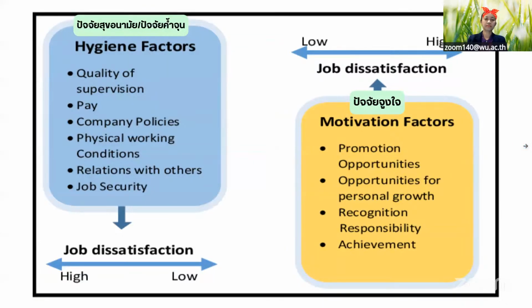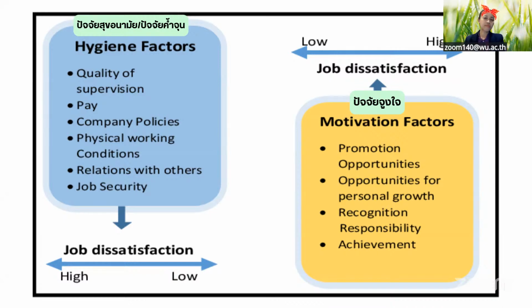Okay. So the hygiene factor, for example, is like the payment or the compensation, the policy that comes with clear and fair rules, including the environment in the workplace, and the job security and the relationship with other people.